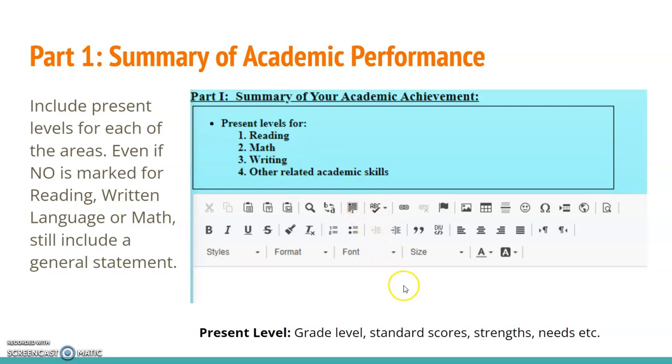Present level information could be their grade level, where they're at in a national percentile with reading, their standard scores, their strengths, and their needs. It should be more than just one sentence, and you need to include those present levels for reading, math, writing, and other academic skills.